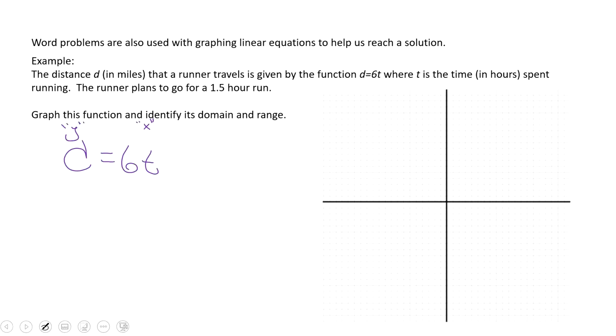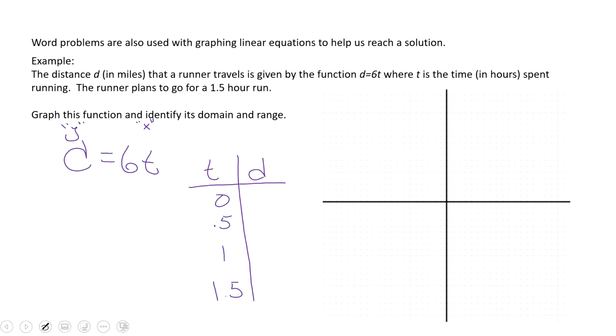So they say the runner plans to go for a run for an hour and a half, so 1.5 hours. So again, we're going to plug in and create a table. But our table is a little specific because we're going to start with t as our x value and distance is our y value. So every value of t, we're just going to multiply it by 6. We're only going to go up to 1.5 hours. So I'm going to do 1, and I'm going to do 0.5, and then I'll do 0.